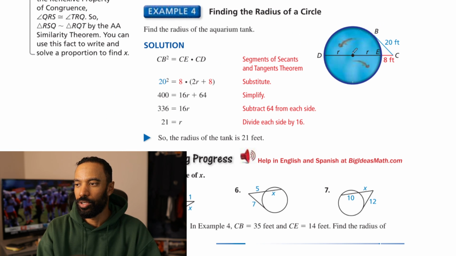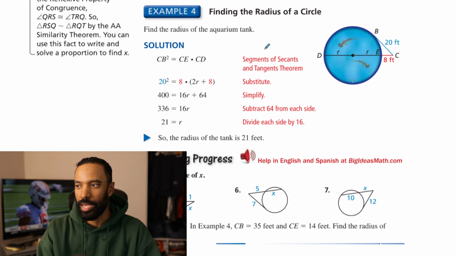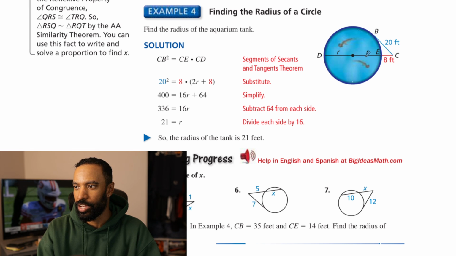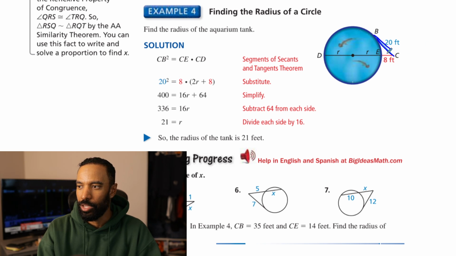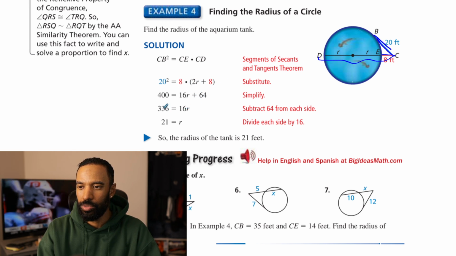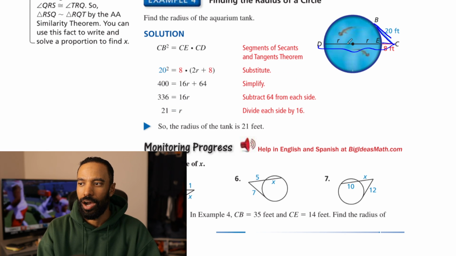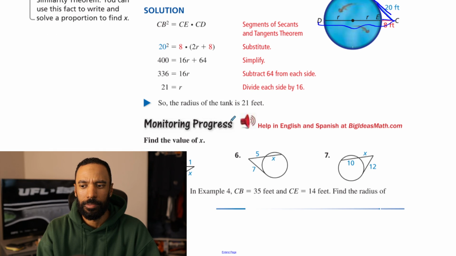Find the radius of a circle. So it uses this concept here. We got this tangent. Find the radius of the aquarium tank. So they have a tangent to this point C and this distance here, 8, that they know. The whole thing would be 8 plus these 2 r's. So outside times whole, 20 times 20, equals outside 8 times whole, 8 plus 2r plus 8. So 8 times 2r plus 8. They distribute, they subtract, and they divide by 16. They get the radius is 21 feet on that thing. So it's kind of just a word problem with context.